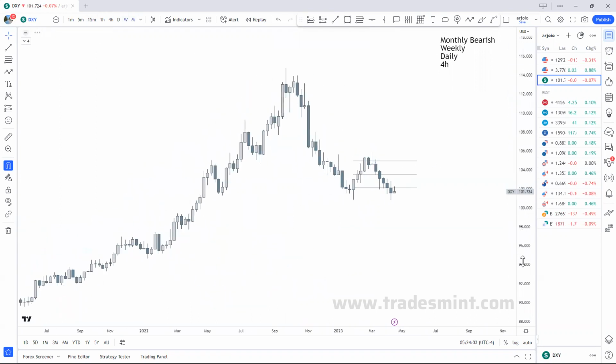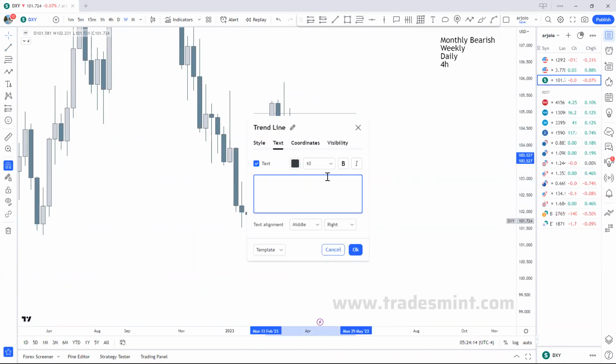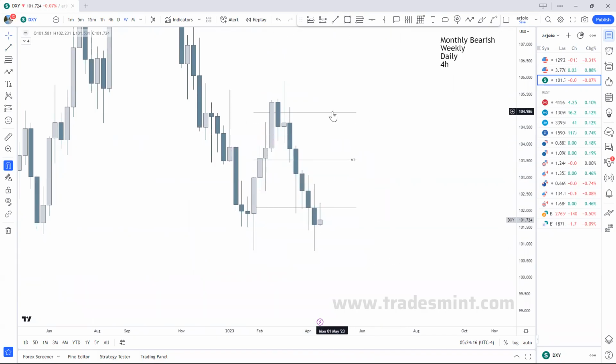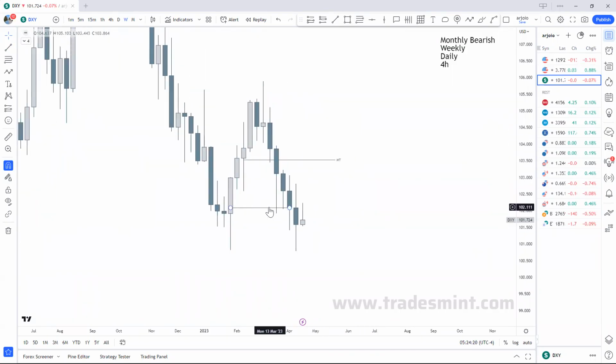Then let's dive into the weekly. Let's put the mean threshold line right here just to make things clean a bit and not that messy. Yeah, we can keep this right here.